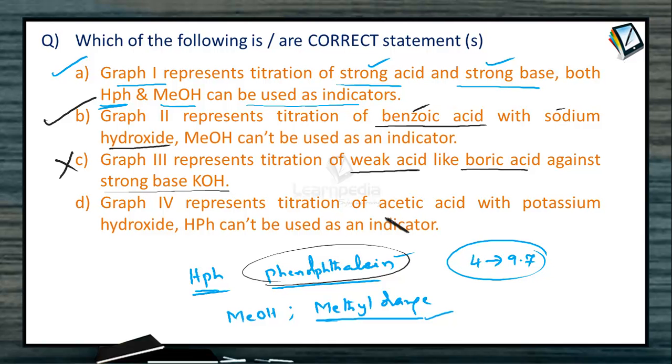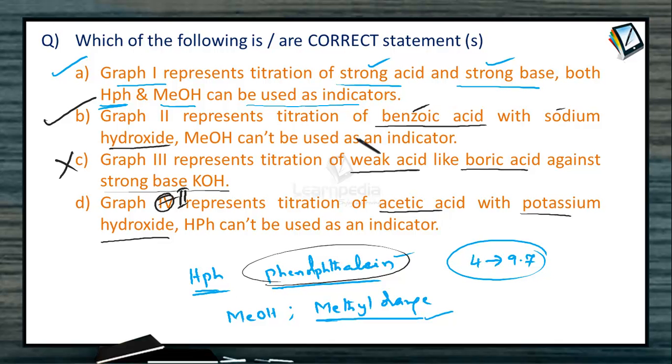Option D says graph 2 represents titration of acetic acid with potassium hydroxide, and HPH cannot be used as an indicator. So let us compare B option and D option. B option says graph 2 represents titration of benzoic acid and sodium hydroxide. Here it is acetic acid with potassium hydroxide. Same, acetic acid is a weak acid and potassium hydroxide is a strong base. This titration is very similar.